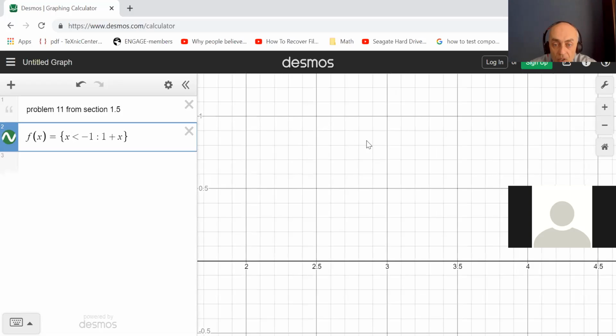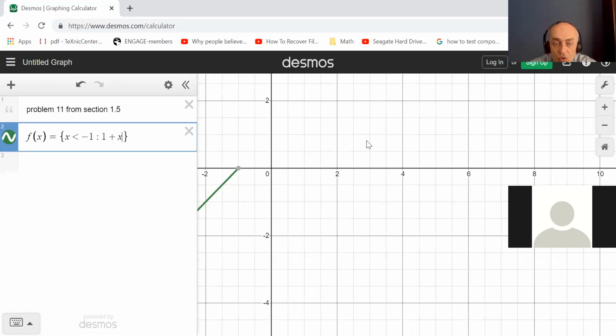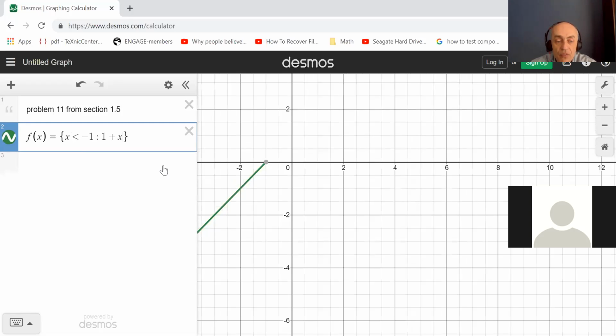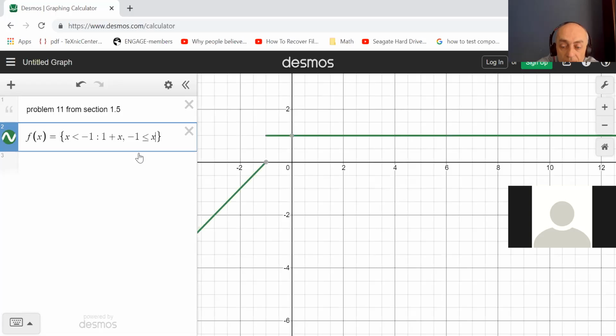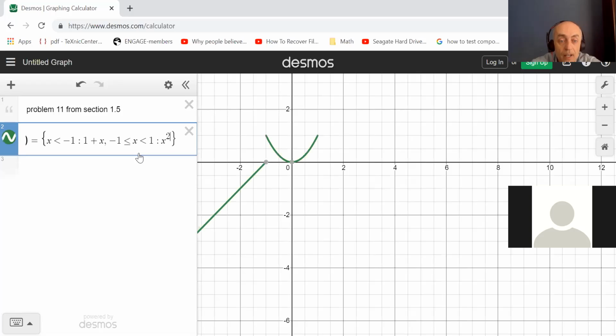All right, so let's zoom out. You can see that it already plots the thing there. Then you say comma, and then the next formula. In the next formula, I'm going to go again to the book: -1 less than or equal to x less than 1, x squared.